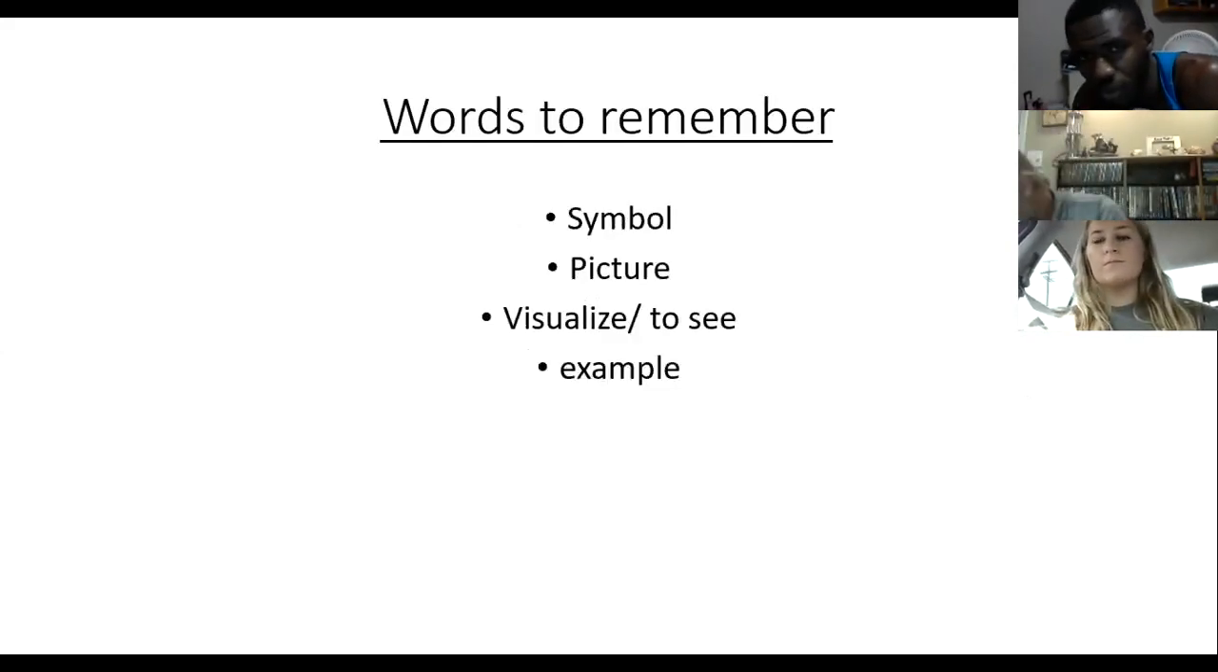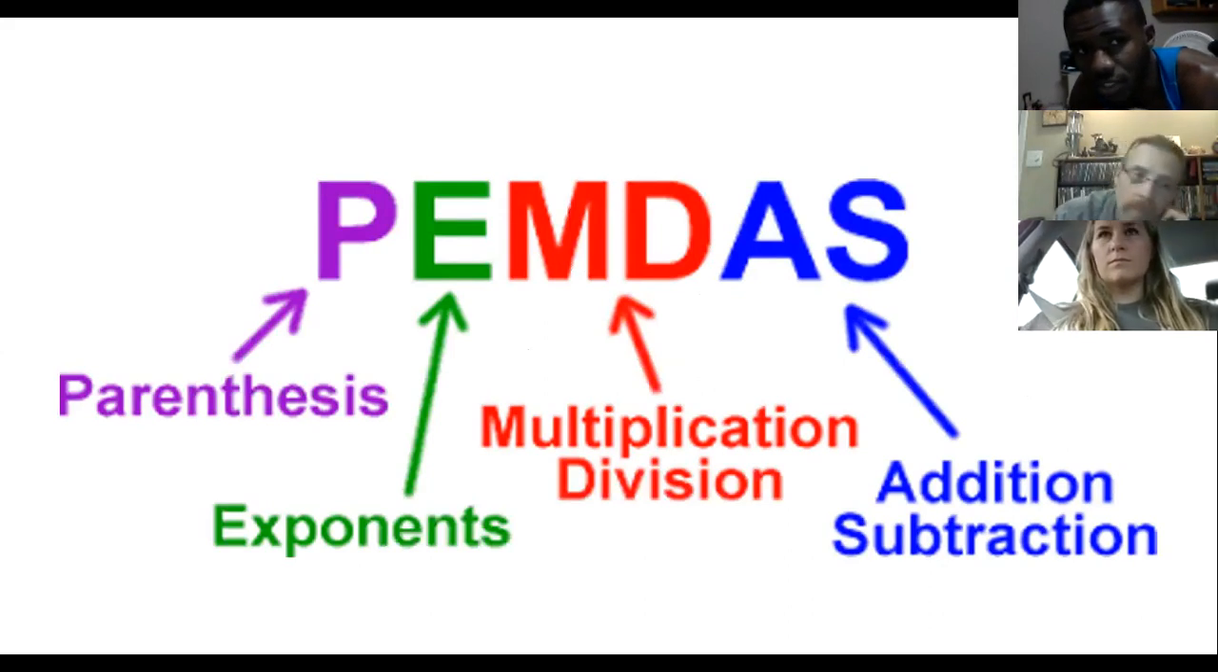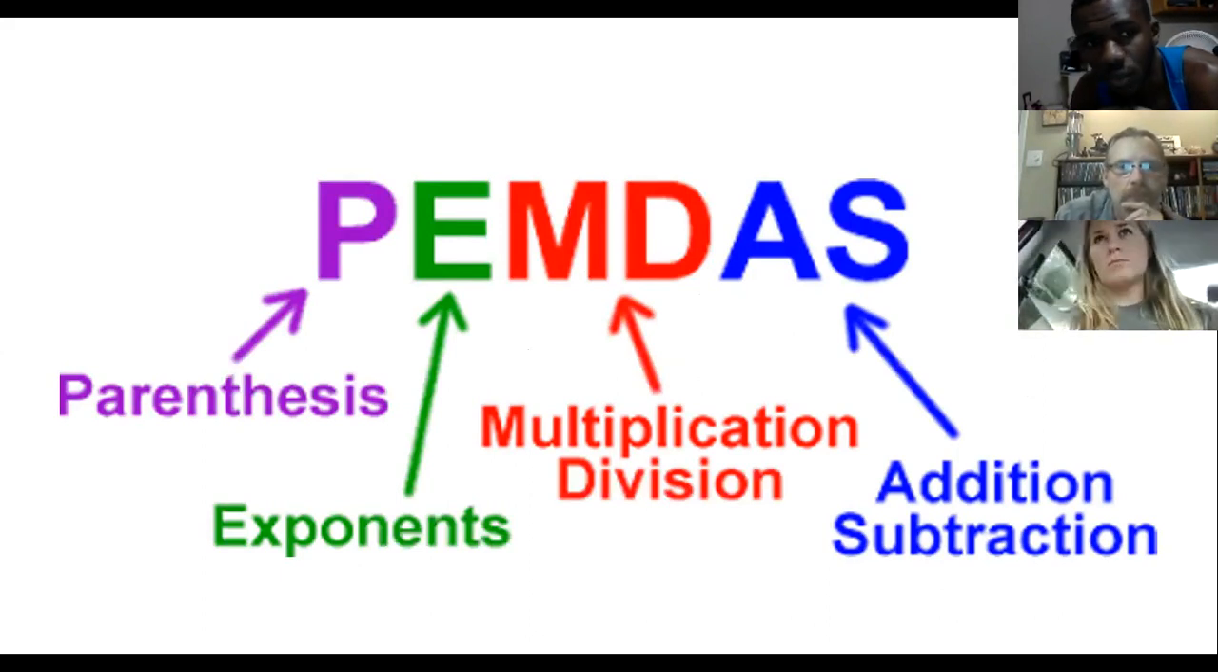Words to remember that I will show you are symbol, picture, visualize or to see, and then example. For mine, I chose to use PEMDAS because with PEMDAS, you have to represent each of the things with the letters, which are kind of like the symbols. PEMDAS, which is parentheses, exponents, multiplication or division, and addition or subtraction. This is just an order of how to do a mathematical equation.